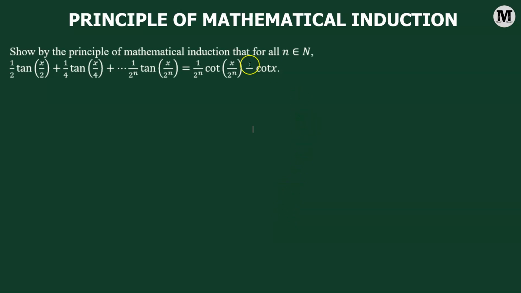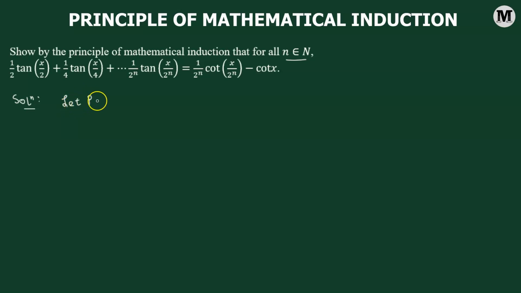Show by the principle of mathematical induction that for all n belonging to the set of natural numbers, the following is a true statement. Okay, let us begin. So first, we are going to consider a statement denoted by P of n.